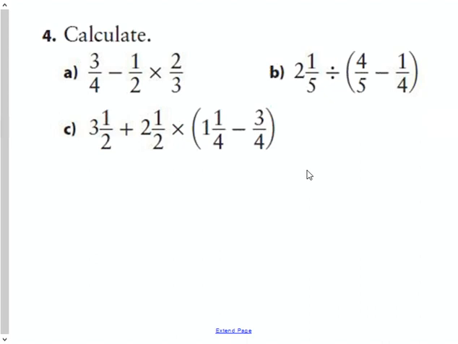Okay, this is section 6.6 in your textbooks. These are the questions that you were required to answer to show that you understand how to apply order of operations in either context or in just simplifying an expression.